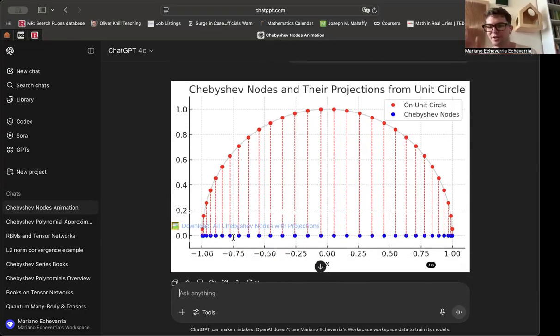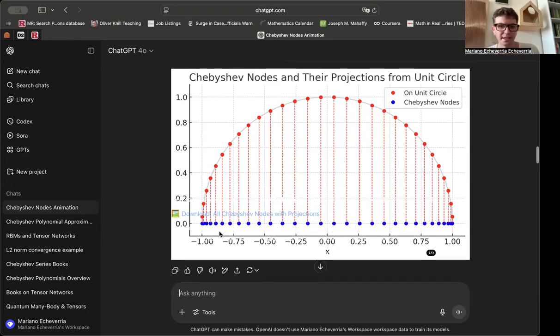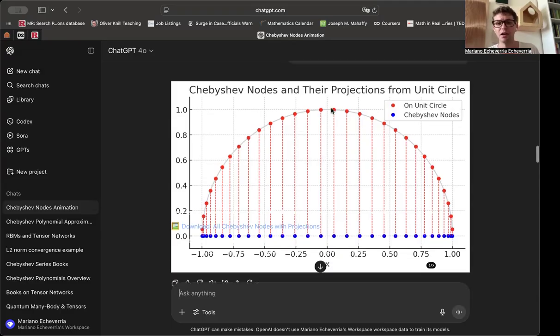So this is the animation that you should keep in mind. The blue points are the Chebyshev points and the red points are the corresponding points on the unit circle. What this shows you is that the blue points accumulate towards -1 and 1, towards the end of the interval. But on the unit circle, they are at the same distance from one another. So they're equally spaced on the circle. It's just that their projections are not equally spaced, which is cool if you think about it for a second.